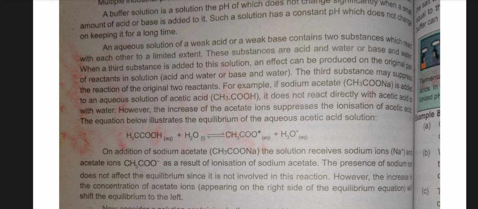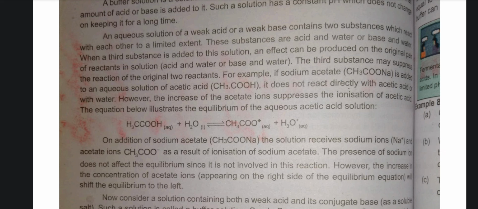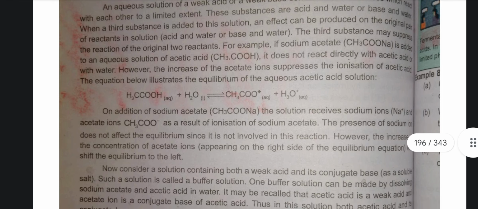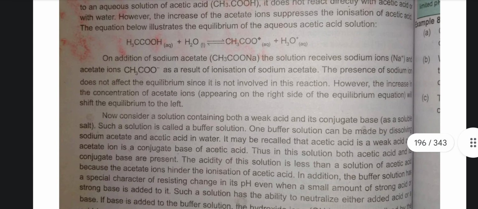An aqueous solution of a weak acid or a weak base contains two substances which react with each other to a limited extent. These substances are acid and water, or base and water. When a third substance is added to the solution, an effect can be produced on the original pair of the reactants in solution, acid and water or base and water. The third substance may suppress the reaction of the original two reactants. For example, if sodium acetate is added to an aqueous solution of acetic acid, it does not react directly with acetic acid or with water. However, the increase of the acetate ions suppresses the ionization of acetic acid, and the equation below illustrates the equilibrium of the aqueous acetic acid solution.